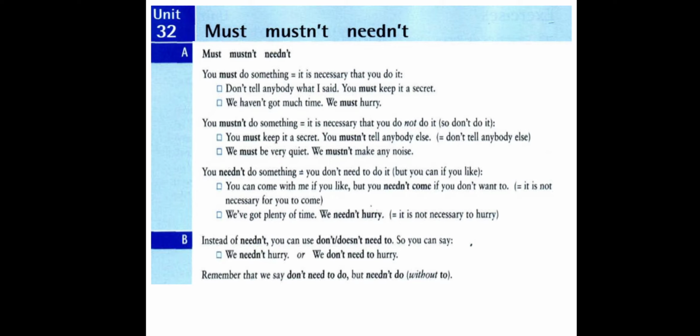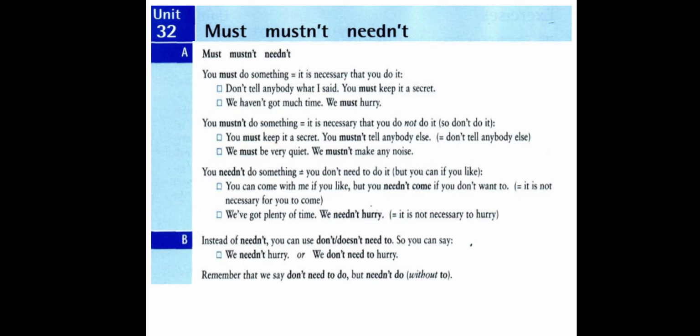Example number 2. We have got plenty of time. We needn't hurry. It is not necessary for you to hurry. But if you hurry, it's okay. You can, but it is not necessary. So you have two choices here. But in the case of must, you have one choice only: not to do if it is negative and to do if it is positive.